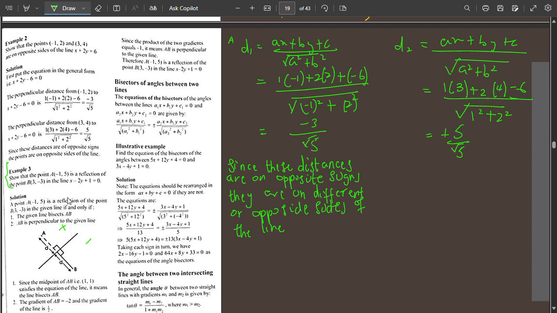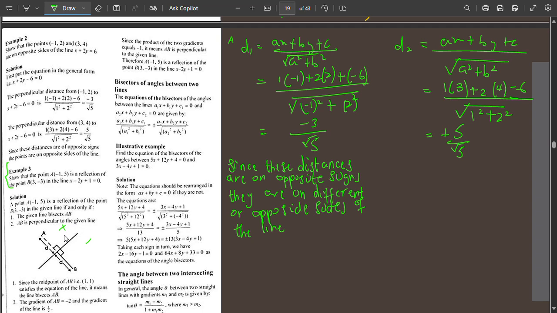So in the end, you conclude that since the product of the gradients is equal to -1, which means that the gradients are the same, but one is -1 of the other, right? Right. So that's the idea here. So a point is a reflection of the line given by if and only if, one, the given line bisects AB, right? So the line should bisect AB means that the distance from one point to the line and the distance from the other point to the line should be the same. 2. AB is perpendicular to the given line, right?